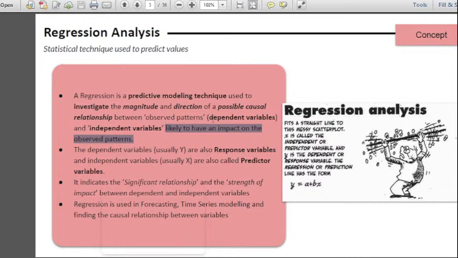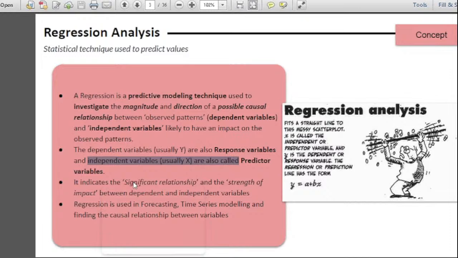It also models magnitude and direction both, just like the correlation we just discussed. So a regression model can help you investigate that. The dependent variable, usually y, is also called the response variable, and the independent variable, usually x, which can be multiple, are called predictor variables. Regression indicates a significant relationship and the strength of the impact between the dependent and independent variable.